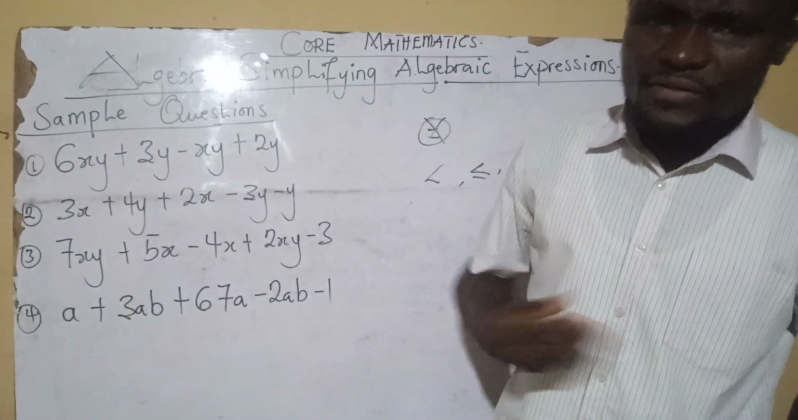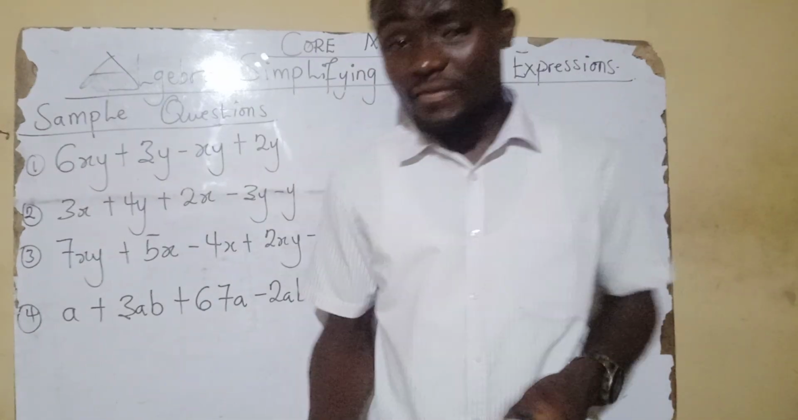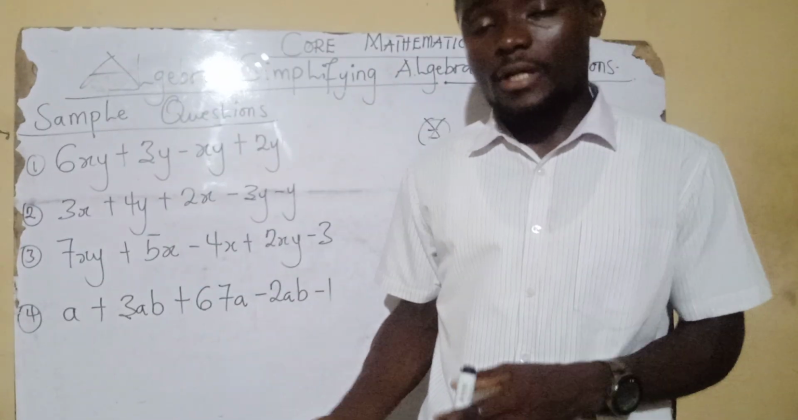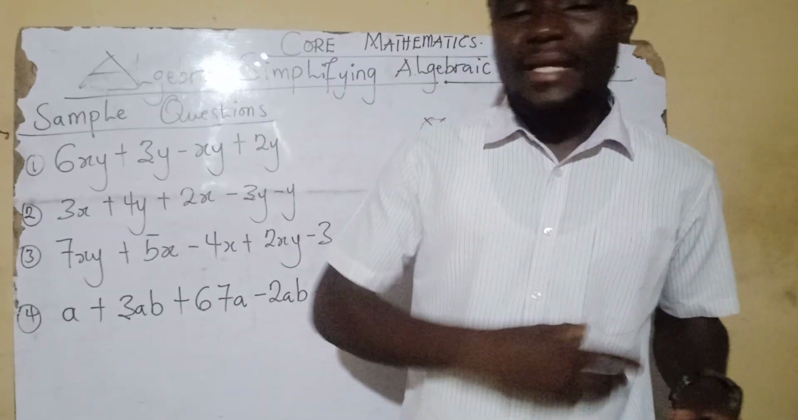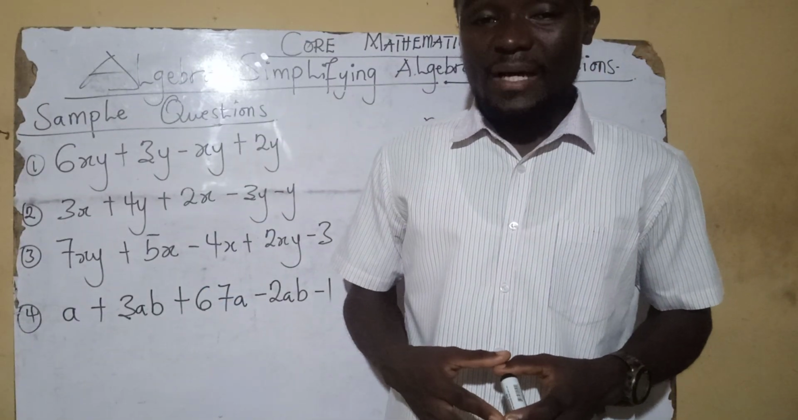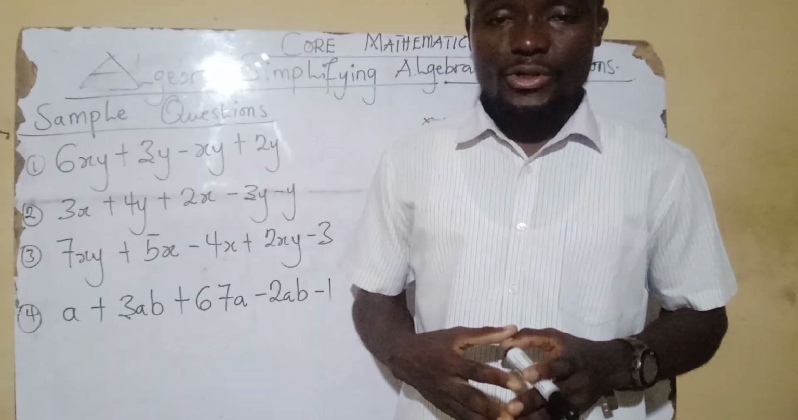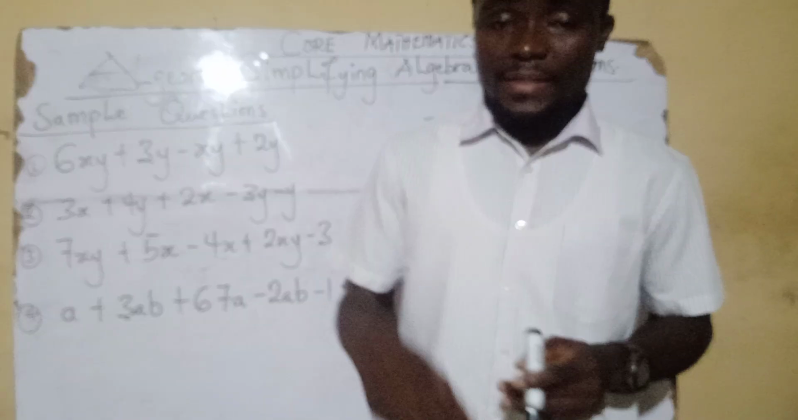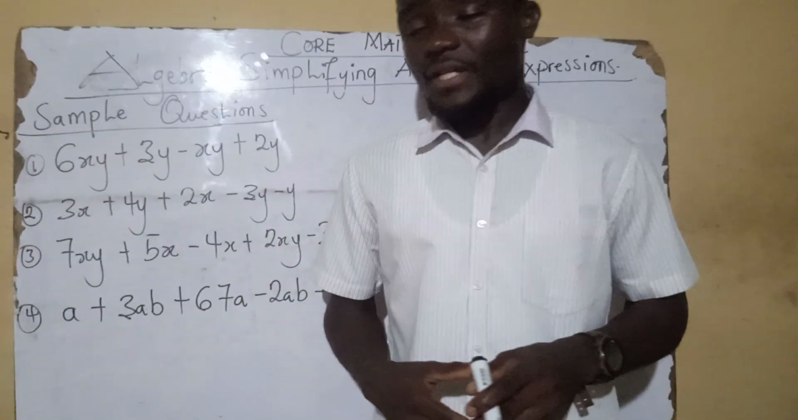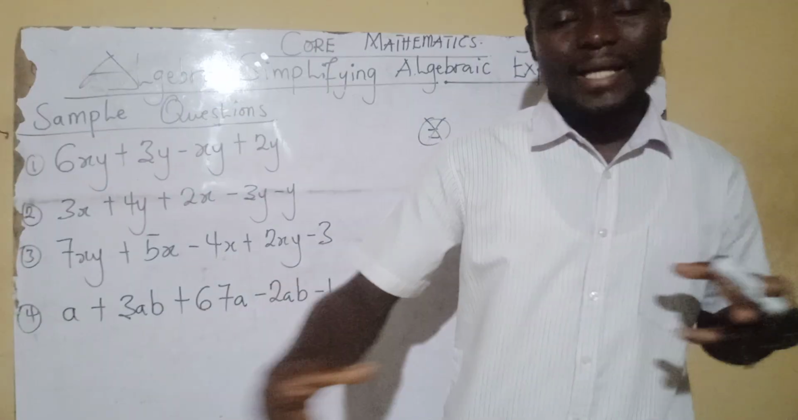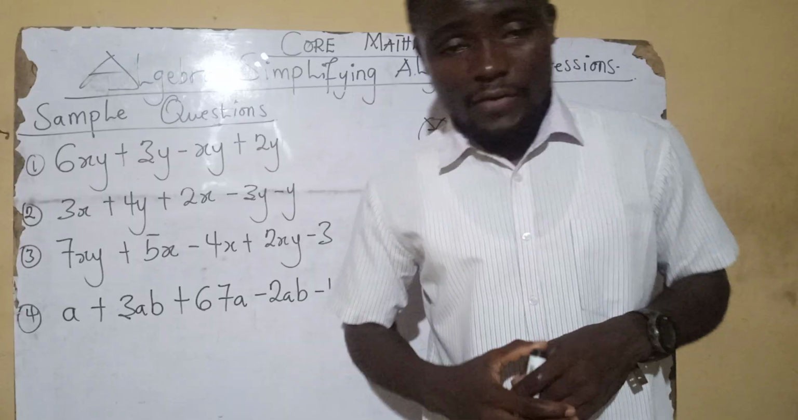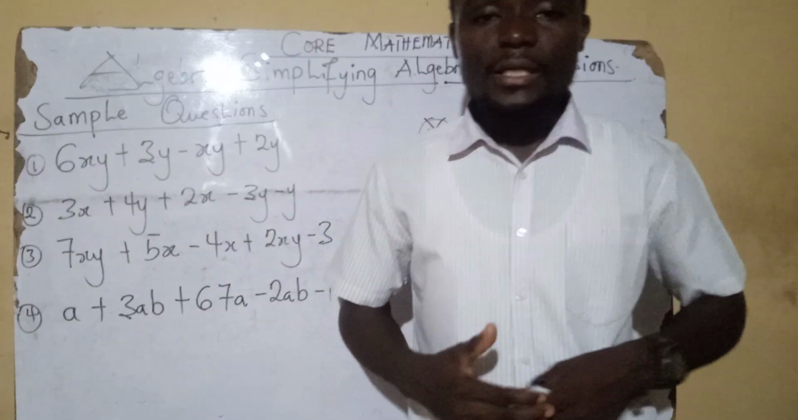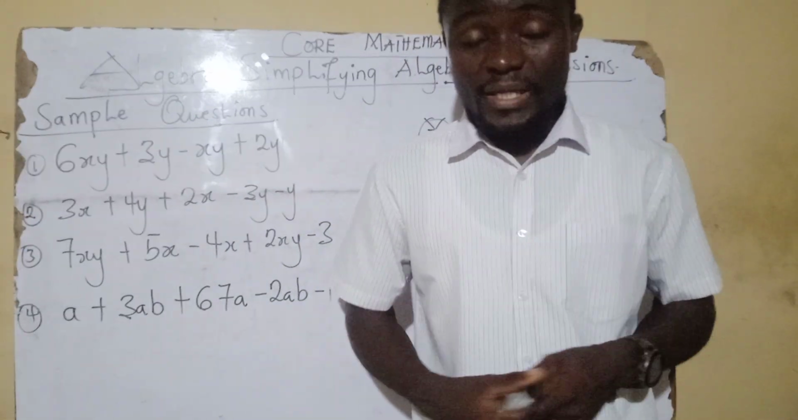Now, the idea of simplification in terms of algebra comes into play when we are adding, subtracting, multiplying, and dividing. That is what we mean by simplifying algebraic expressions. But for today, we are going to dive into how to add and subtract algebraic terms or algebraic expressions. Very good. So stay tuned and let's see the best version of mathematics today.